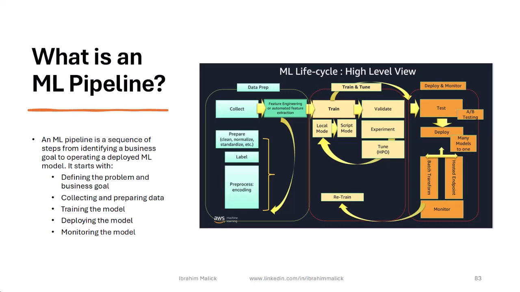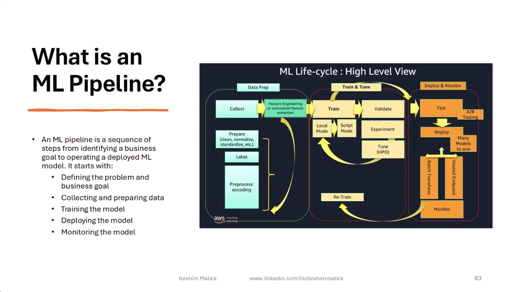A machine learning pipeline is a sequence of steps that takes you from identifying a business goal to operating a deployed machine learning model. Think of it as a life cycle where parts repeat for continuous improvements, as it shows in the diagram. It starts with defining the problem and business goal, and then collecting and preparing data, training the model, deploying the model, monitoring the model, and those are basically some of the key steps.